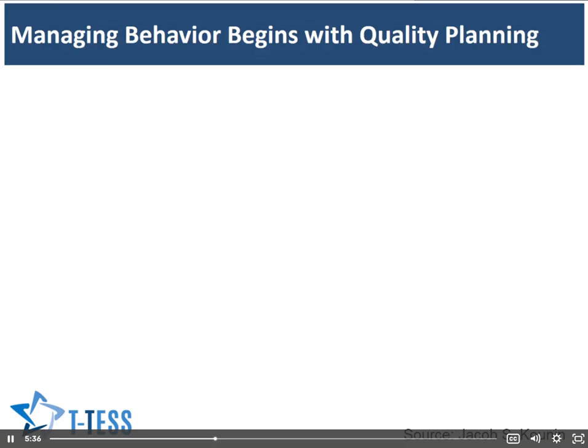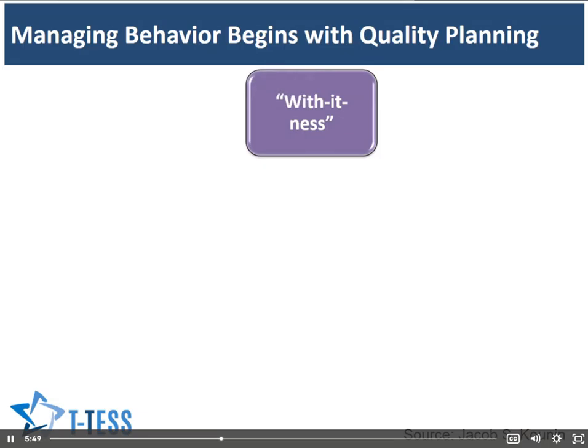Managing student behavior begins with quality planning, which is connected to Domain 1. Four key considerations for planning include the following. First, withitness. One distinguishing characteristic of excellent classroom managers is their ability to know what students are doing at all times. They are always monitoring the class, keeping eye contact with students. Even when helping an individual student, they've positioned themselves to see the rest of the class and immediately address students who are causing a disruption.